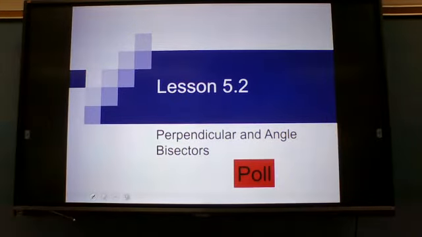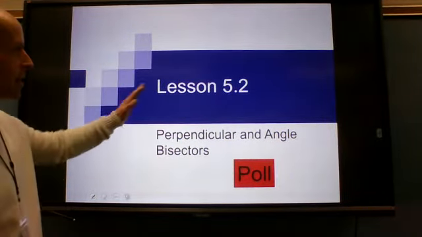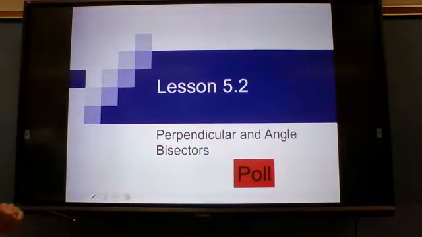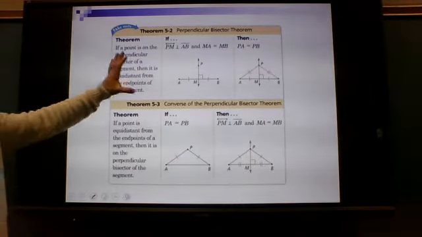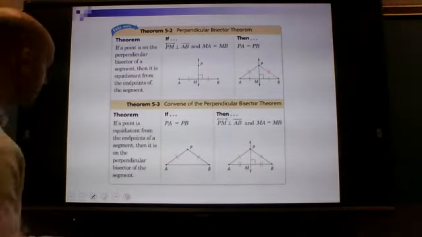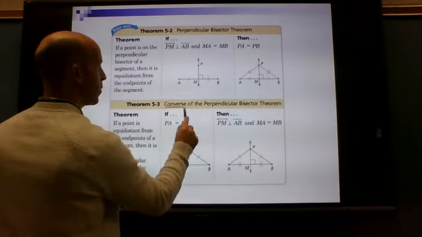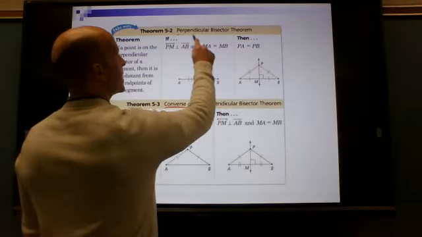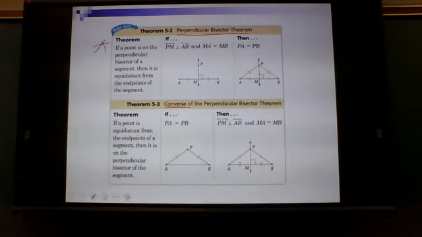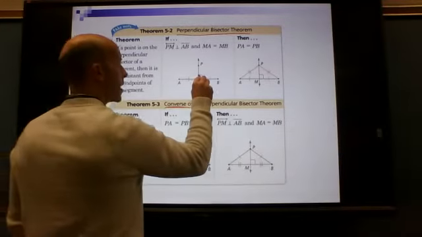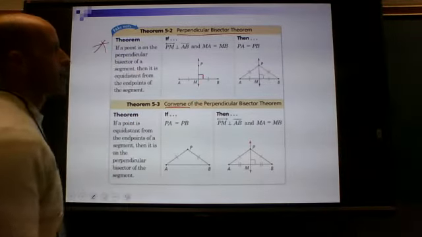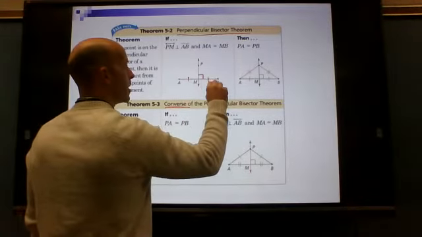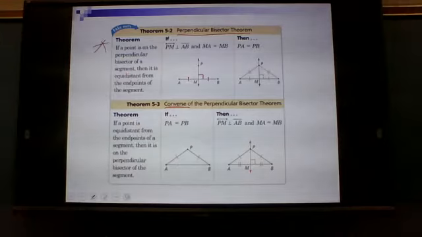Section 5.2. Section 5.1 was on midsegments. Section 5.2 is on perpendicular and angle bisectors. So I've got 2 theorems here, and they're basically converses of one another. So I'm basically going to focus on this first one, and this is called the perpendicular bisector theorem. We've already talked about what perpendicular means. Perpendicular means that it forms a right angle. And bisector, we just talked about that in our first example. That means that it goes through this midpoint. In other words, those 2 segments are congruent.